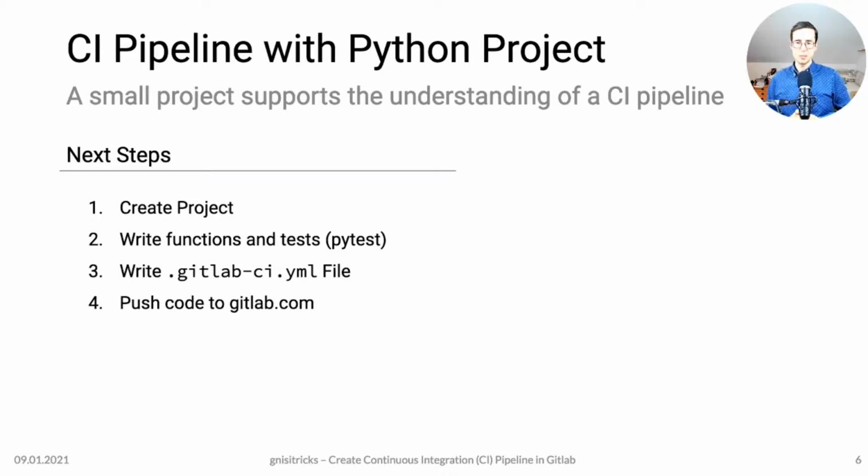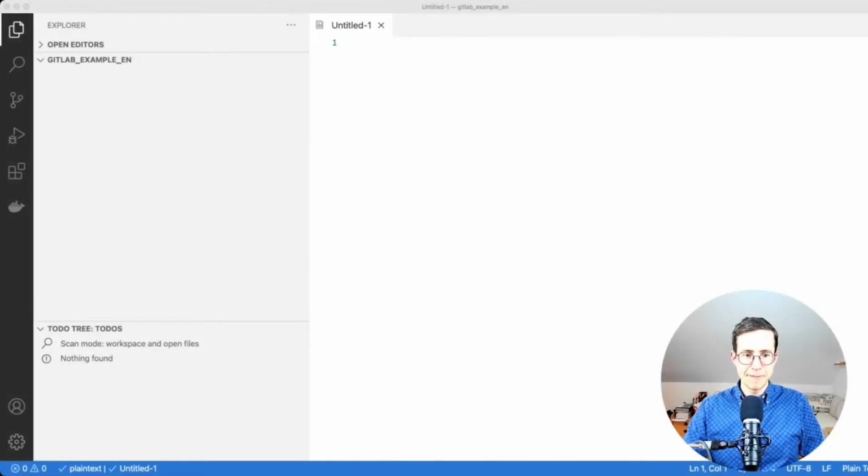And then in the next step, we will write a GitLab CI YAML file. This is the main file, really, how you can write your pipeline. Then we will publish the code to GitLab, and you will see how the different pipeline runs. I think this gives you a really practical understanding. So let's jump to Visual Studio Code.